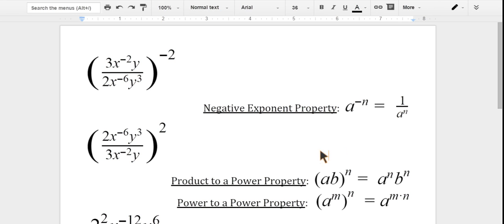So today we're going to be looking at this problem right here: 3x to the negative 2 y divided by 2x to the negative 6 y cubed, all of that being raised to the negative second power.